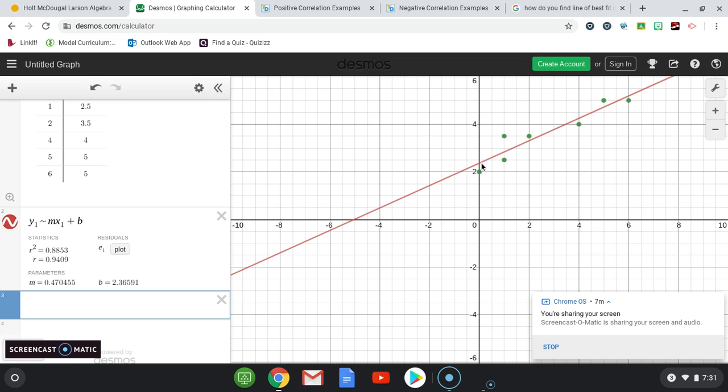So it looks like it's going through 2.3. Okay, right there actually. You can see if I just put a dot there so you can see it's there. I think I could take it away. Can I take that away? I guess not. Anyway, so that is the y-intercept. So that's how you graph that.